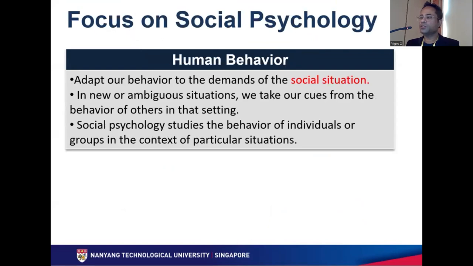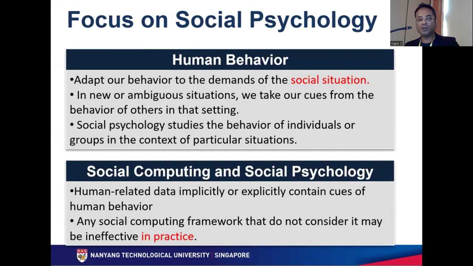So why are we focusing on social psychology? One of the reasons is human behavior. Humans adapt their behavior to the demands of the social situation. How a person behaves in a classroom is very different from how they present in another setting, and this is very well tested in psychology. In new or ambiguous settings, we take cues from the behavior of others in that setting, and we'll elaborate a little more when we talk about conformity theories. Social psychology is a branch of psychology that studies the behavior of individuals or groups in the context of particular situations. So they always consider the context.